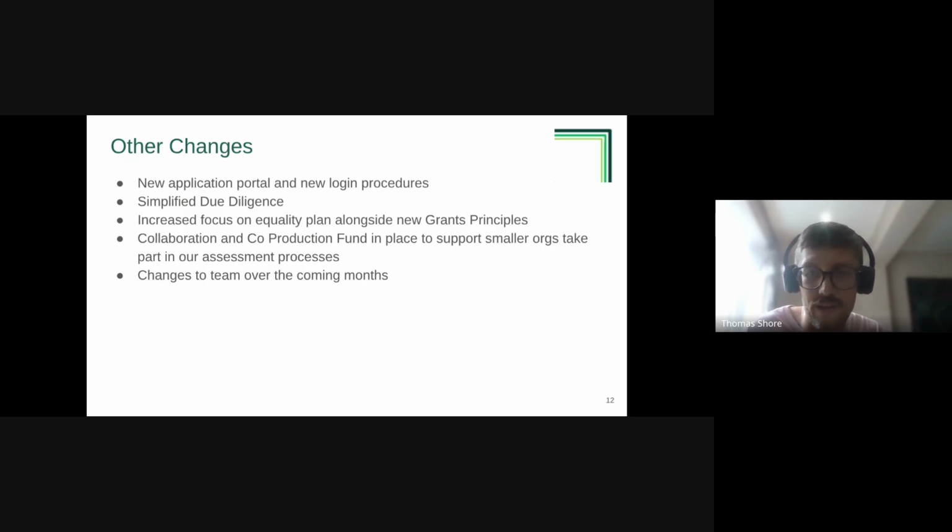As mentioned earlier, the collaboration and co-production fund is in place to support smaller organisations to take part in our assessment process. It's also worth noting that, like many of the teams across the council, our service is undergoing a restructure, and there may well be significant changes to the team over the coming months. We'll keep you updated with this, and whilst this won't affect the overall programmes we're delivering, it may affect who you work with or who is supporting with this. But it's important to us that we keep supporting groups going forward.